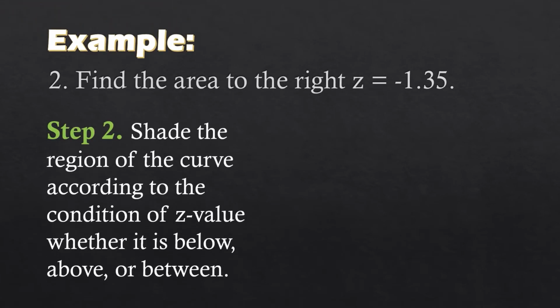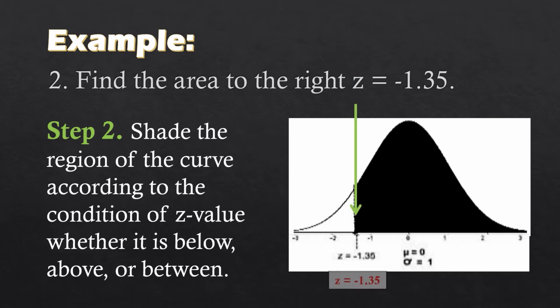Next step, we need to shade the region of the curve according to the condition of the z value. This time, we have the clue word of the condition, which is "to the right." To the right means that the shaded region is to the right of z equals negative 1.35. So this is our shaded region, and we need to find that area.